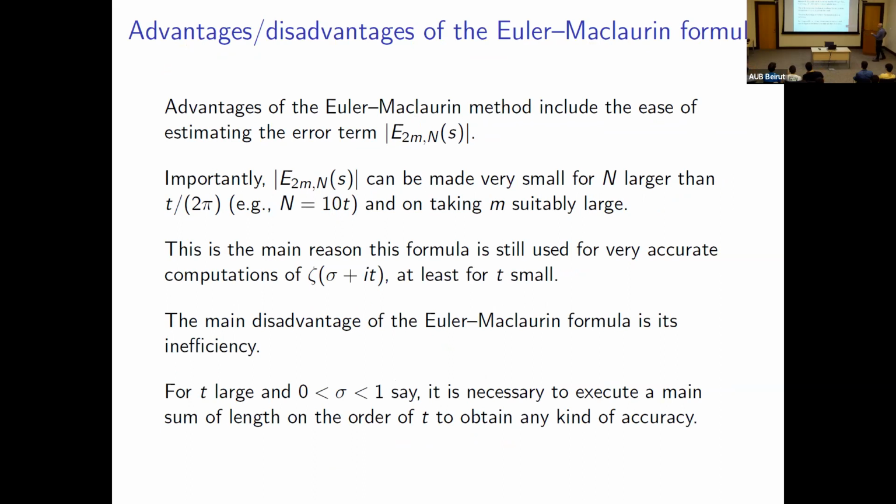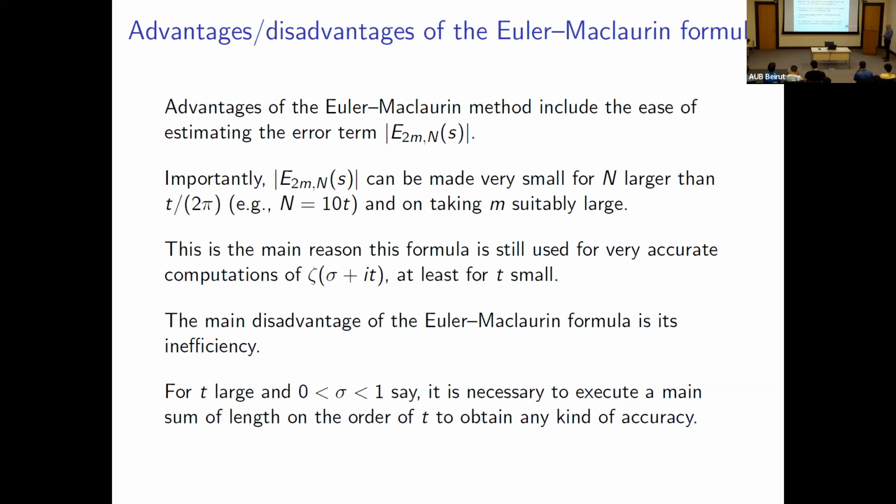Right, so the advantage of this method is that you can estimate the remainder easily. And by taking n larger than about t over 2 pi, for example, let's take n to be 10t, you can get very good accuracy, exponential decay in the remainder. And this is the main reason why this formula is still used even today. It's because it gives you a very accurate way. If you need to very accurately get a value of the zeta function, you can do this with the Euler-Maclaurin summation, at least when t is small in size.